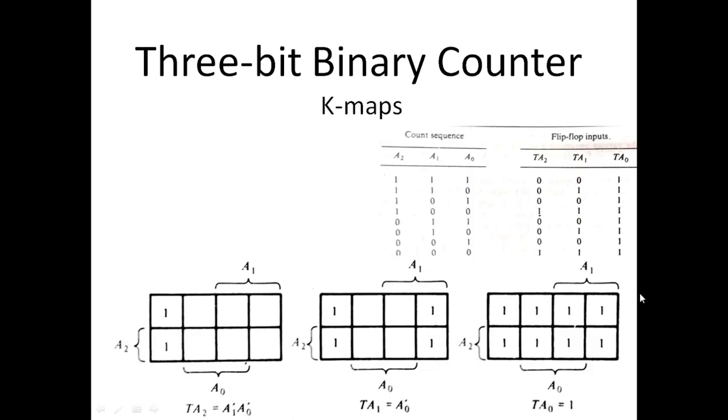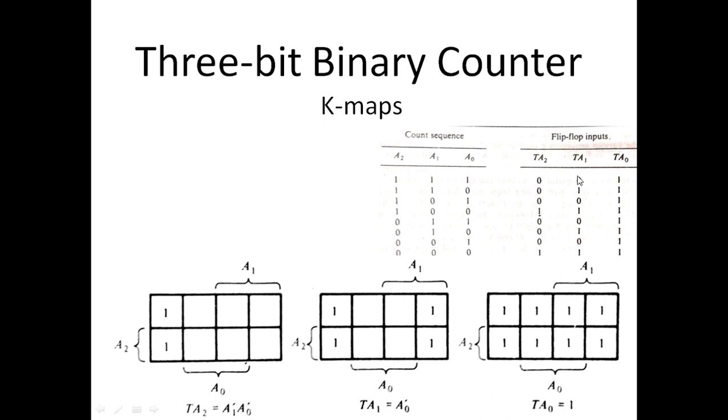We can create Boolean equations for these 3 Boolean variables, and when we map TA2 over to the 3 variable K-map, we get a single 2 square group which is simplified, and we get the product term for this single group, and that is equal to A1 prime, A0 prime. So the Boolean equation TA2 is equal to A1 prime, A0 prime.